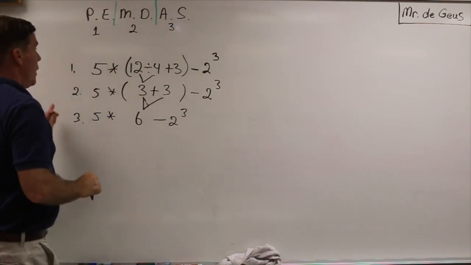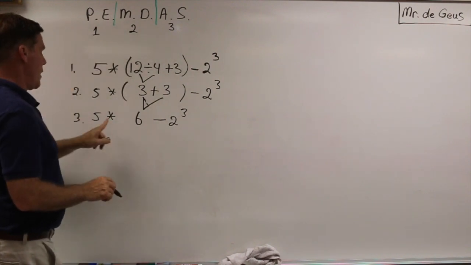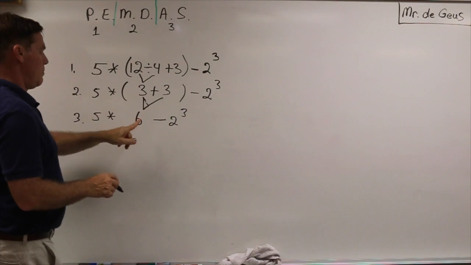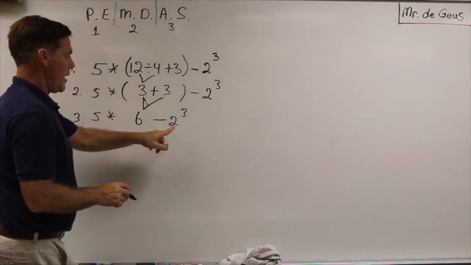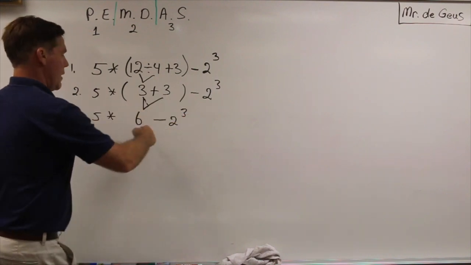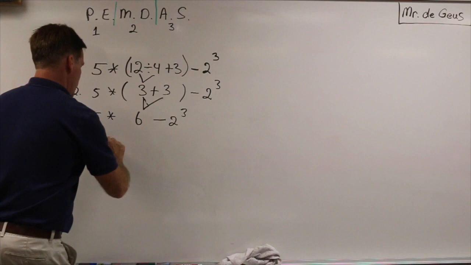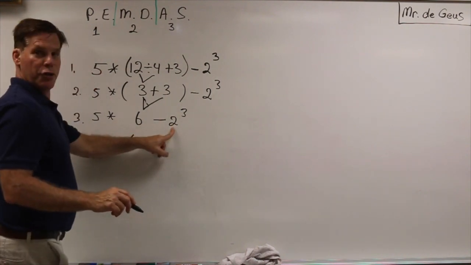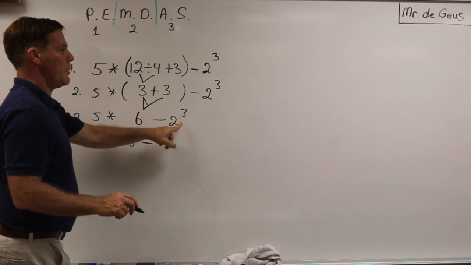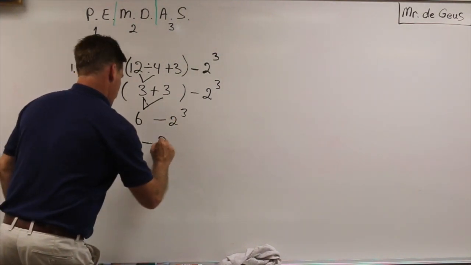Now I'm going to follow my order of operations rules. I see multiplying, but I also see that I have an exponent, so I'm going to have to do that exponent first. The next step is going to be 5 times 6 minus, and remember, 2 to the 3rd power means 2 times 2, which is 4, times 2, which is 8.